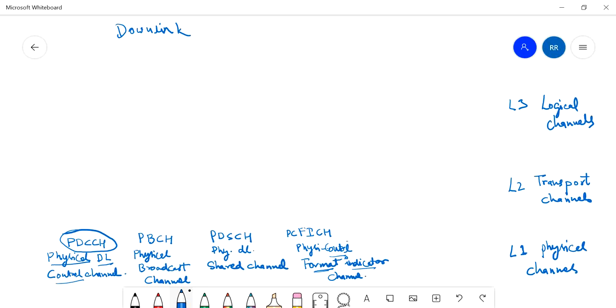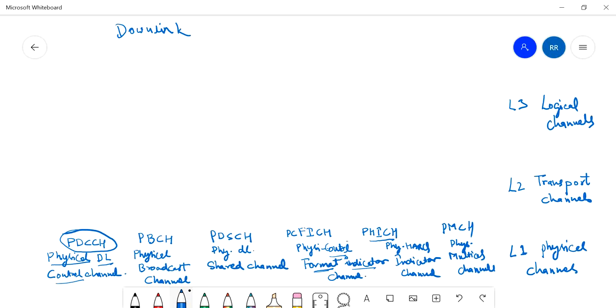Now the next one is PHICH, obviously physical HARQ indicator channel. Now one channel is PMCH. Actually it is used for multicast services. PMCH is the physical multicast channel. Obviously the HARQ channel is used for HARQ purposes, the HARQ flow, and for the PMCH, the physical multicast channel, multicast broadcast services are there, so PMCH is used for that. So now we are done with physical channels.